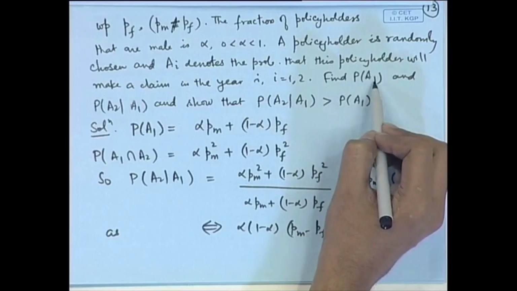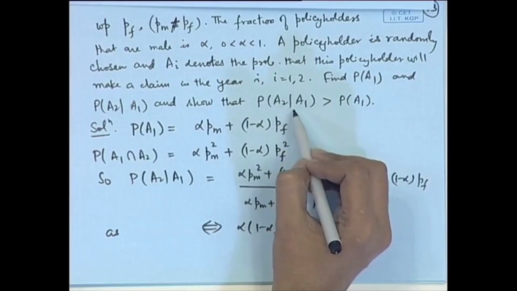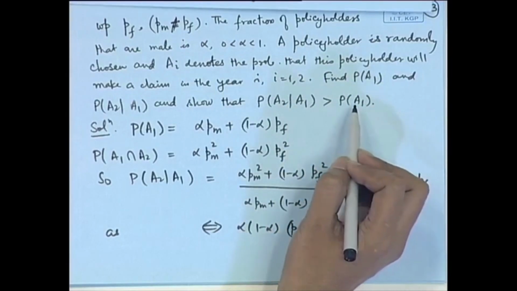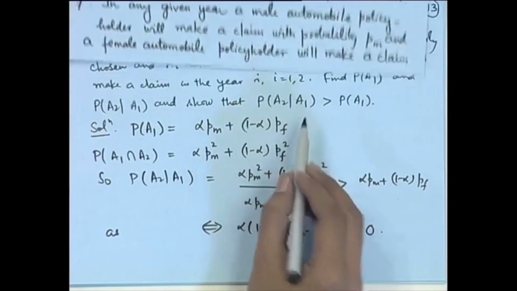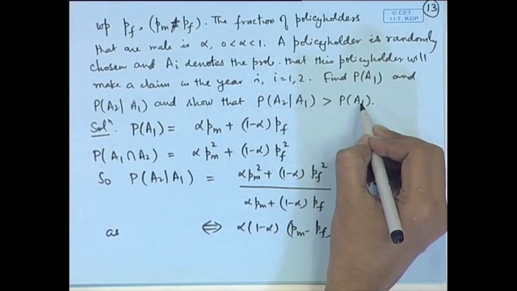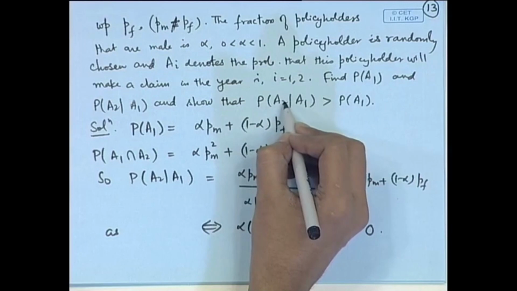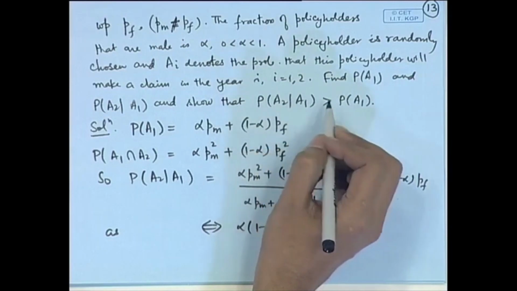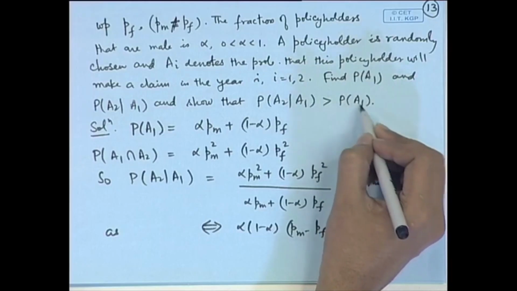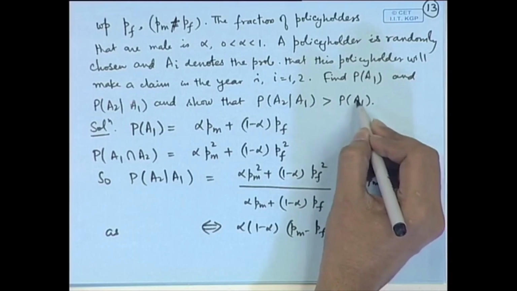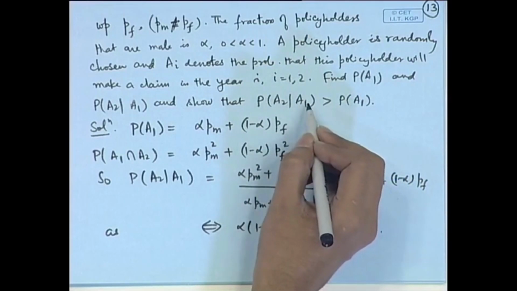What is the probability of A 1? What is the probability of A 2 given A 1? In general, show that the probability of A 2 given A 1 is greater than the probability of A 1. So, once again it is a question of repetition. That means, if the person has made a claim in 1 year, then in the second year the probability that he will again make a claim increases. Basically, it means that if he has made a claim, he is a more accident prone person, and therefore, it is more likely that in the next year also he will make a claim.